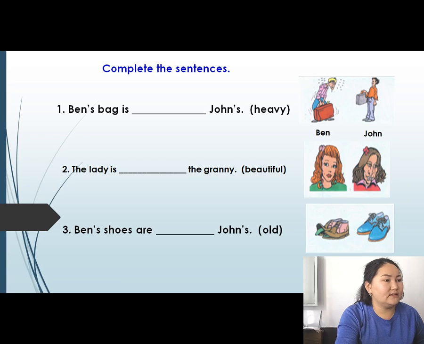So now look at the next task. Complete the sentences. Ben's bag is heavier than John's. Yes. Next, the lady is more beautiful than the granny.